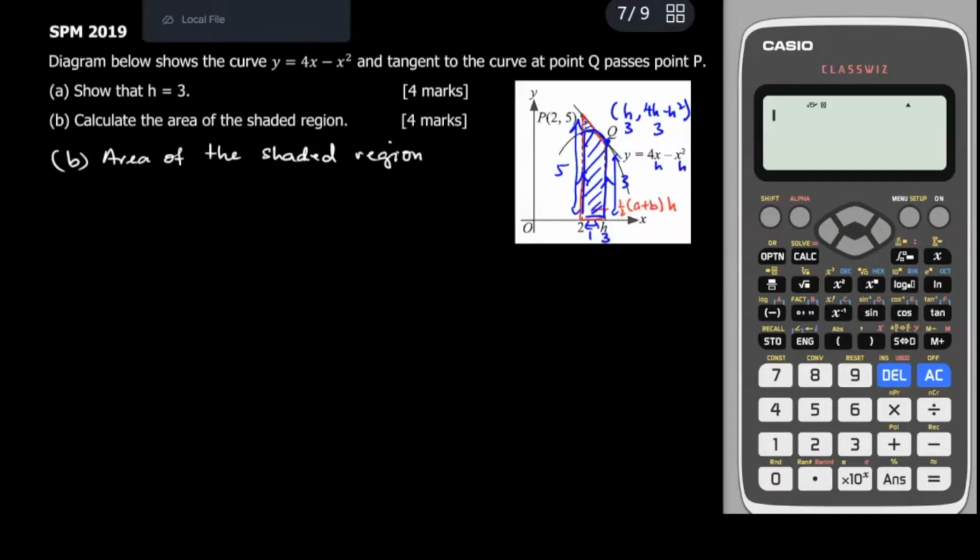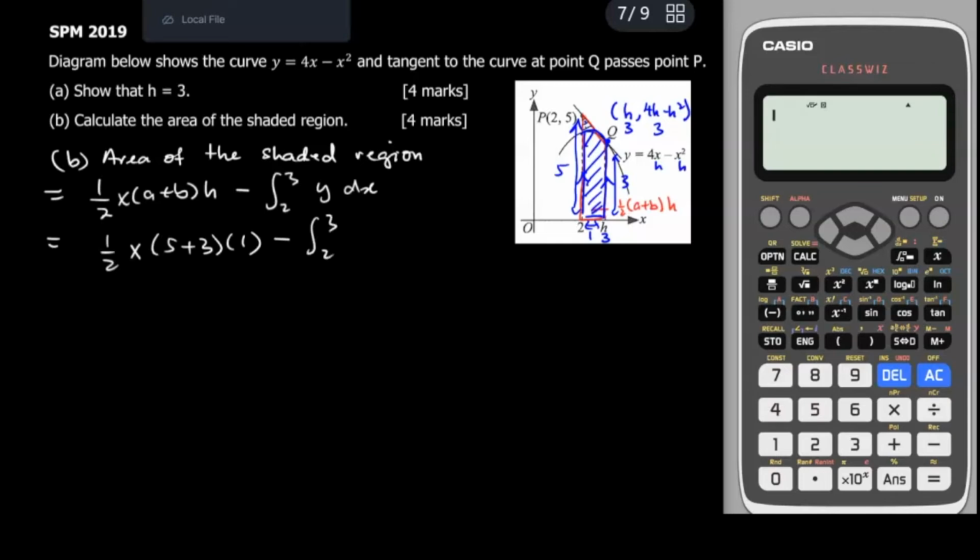Now we have to calculate the area of the shaded region, which equals half times (a plus b) times h, the area of the trapezium, minus the area under the curve, which is the integral from 2 to 3 of y dx. So equals half times, the two parallel lines added together is 5 plus 3, the height is 1, then minus the integration from 2 to 3 of the curve, which is 4x minus x squared dx.